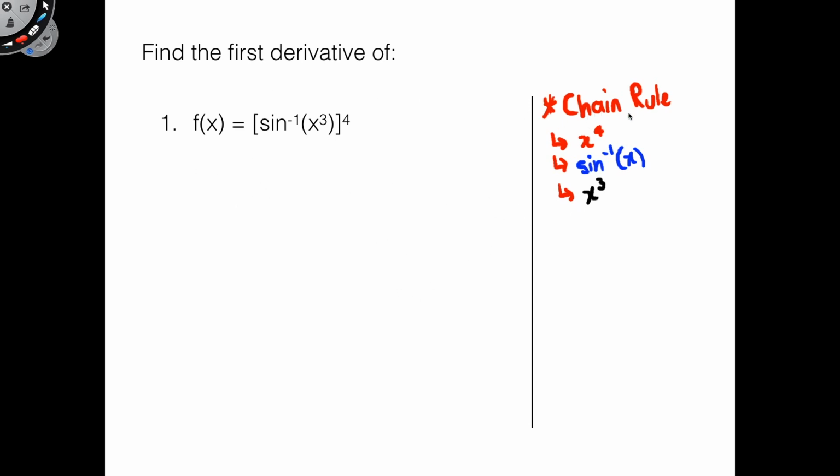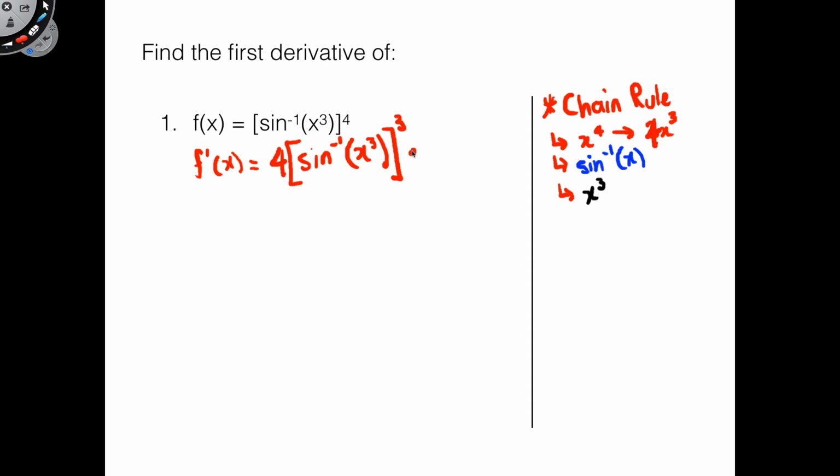The first thing we need to do is start with x to the fourth. And the derivative of x to the fourth just by itself is 4x, my apologies, 4x to the third. So f prime of x is the derivative of the outermost function, so that would be 4 inverse sine x cubed, to the third. And remember, we always preserve the inner functions inside.